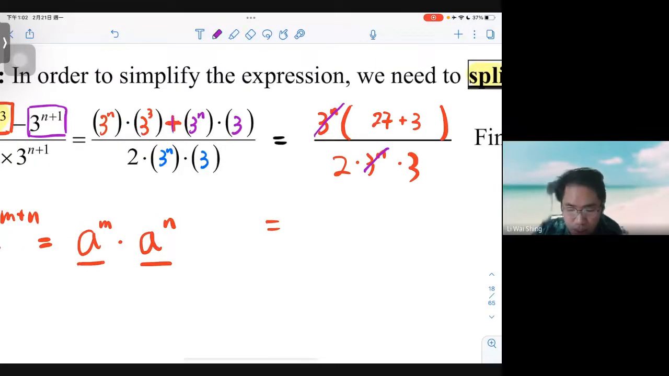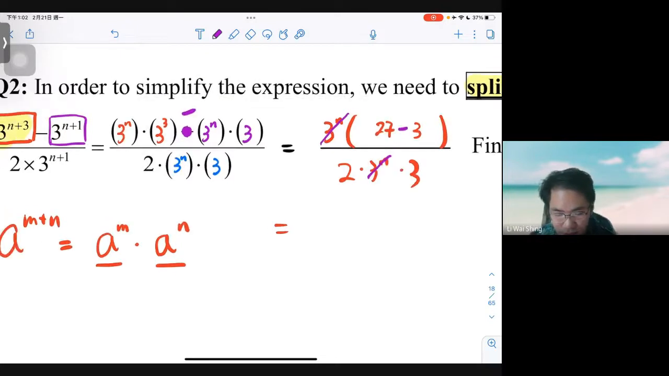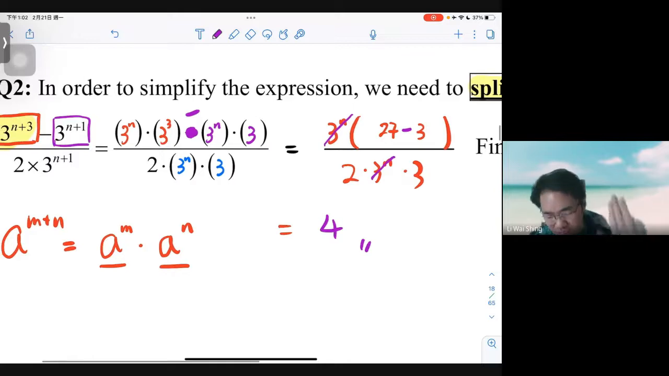Oh, it should be a minus. Sorry, it should be a minus. You're right. Thank you, Jess. Okay, let's check it once again. What should it be? Still not 5? It should be 4. Thank you, thanks to Jess. I mistyped it here. Sorry about that. Thank you so much.